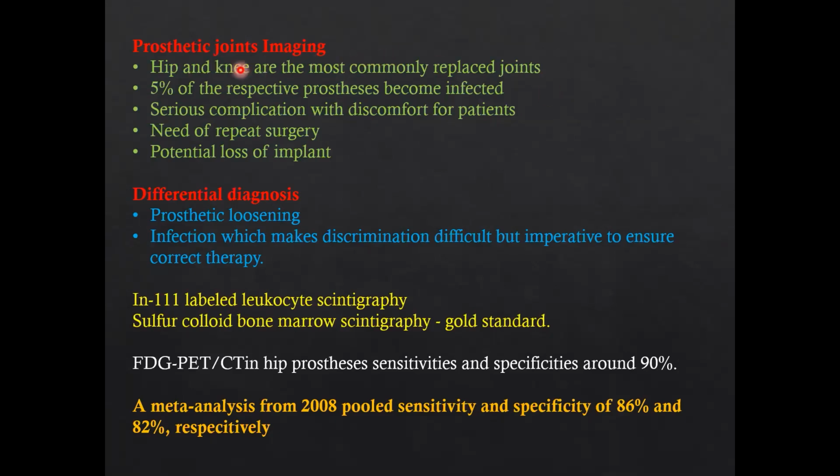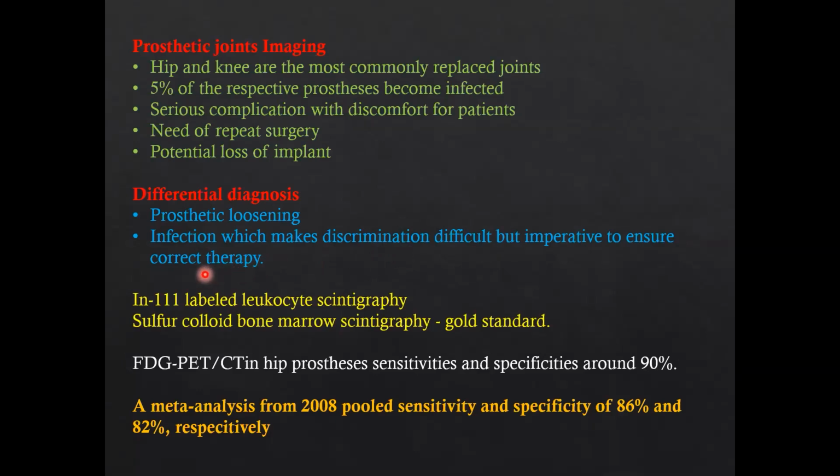Prosthetic joint imaging: hip and knee are the most commonly replaced joints, and 5% of respective prostheses become infected, and serious complications include discomfort for patients, need of repeat surgery, and potential loss of the implant. For differential diagnosis, there are two things which you should always try to see and give the diagnosis based on. First is prosthetic loosening. Second is infection, which makes discrimination difficult but imperative to ensure correct therapy.